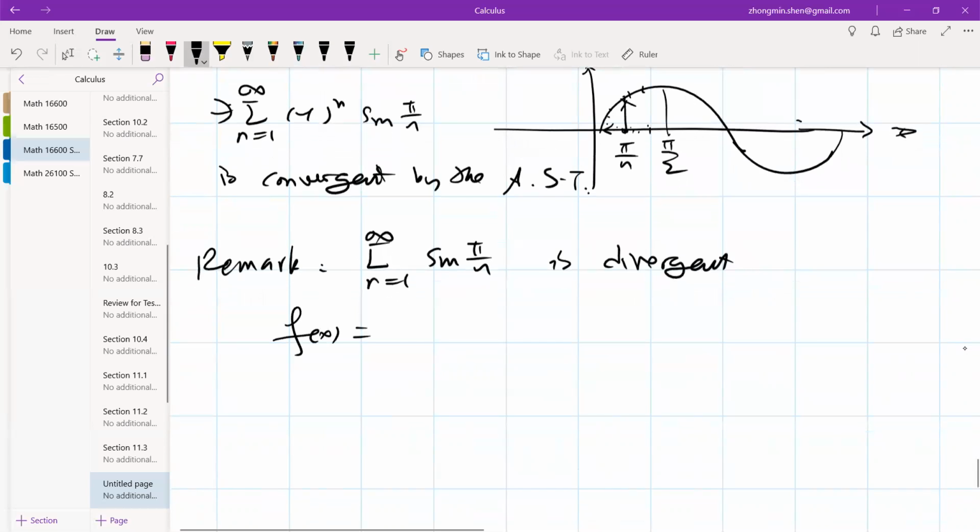f of x equals sine pi over x. Let's use x here. I'm not sure you can use the integral test. This is 1 over x, okay? And x, let's look at it on the interval, okay? On this interval, f prime of x equals, differentiate, cosine pi over x.